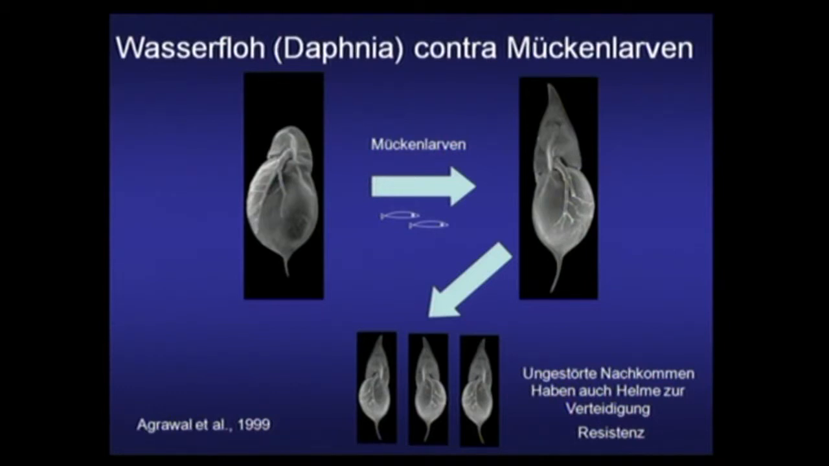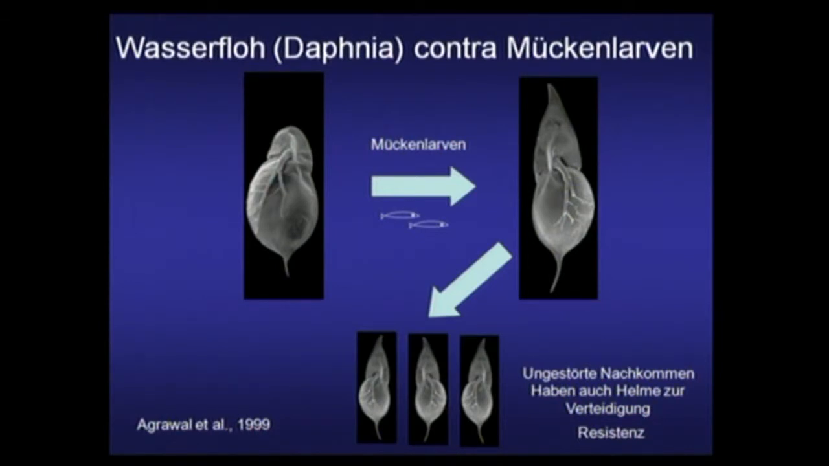If, however, you release larvae of mosquitoes or small fish attacking the Daphnia, they grow a bigger helmet so that they can defend themselves, and even their offspring have the enlarged helmets so they can defend themselves. They become resistant to the larvae of mosquitoes and small fish. And again, it has nothing to do with memory.